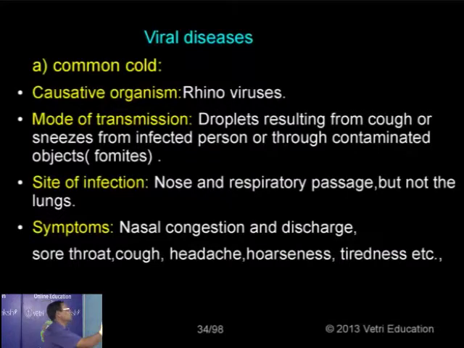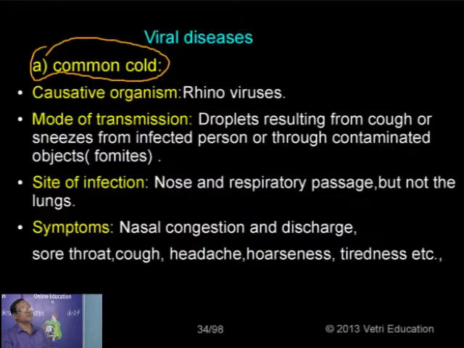Now let's take the first and most common one, the common cold. It causes inflammation of the nose, which is called rhinitis. Now what is the name of the virus? It's called rhinovirus. We have hundreds of viruses that normally cause the common cold, the most common one. And you know the symptoms very simply. But before that, how is it transmitted?